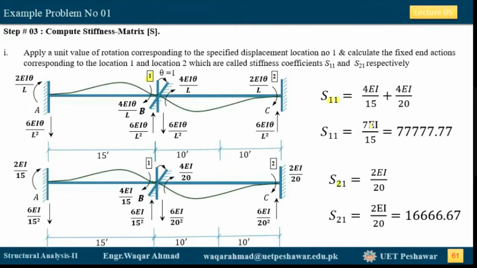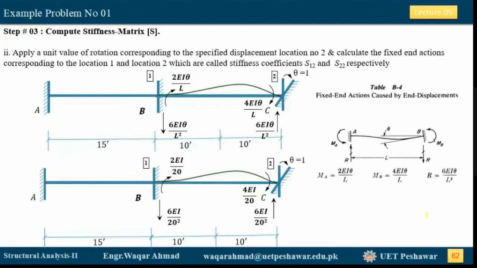Now we have to put in the value of EI. When you put the value of EI here, you will get this value of S11. Similarly, we get the S21 value equal to this one. And in the next step, we have to apply a unit displacement, or in other words, a unit rotation at coordinate number 2.